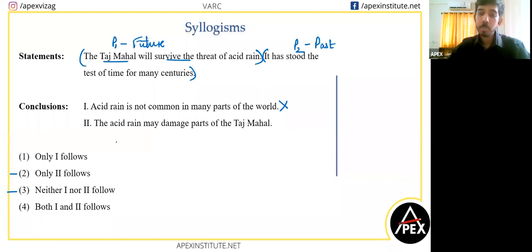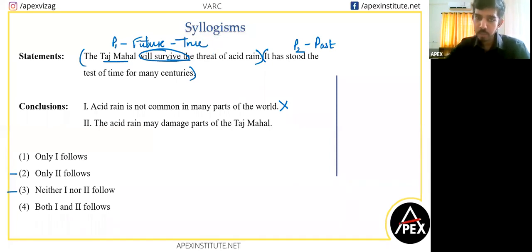Acid rain may damage parts of the Taj Mahal. But we are told in one of our premises that the Taj Mahal will survive the threat of acid rain. The author has made a prediction about the future in his premise, and a premise is always true. We cannot contradict the premise. We have to accept it.